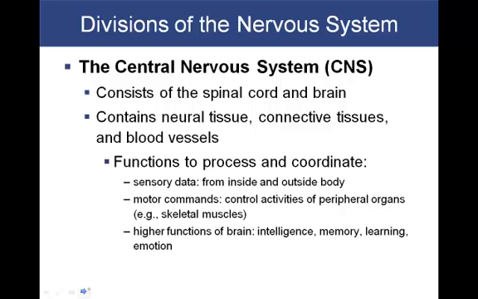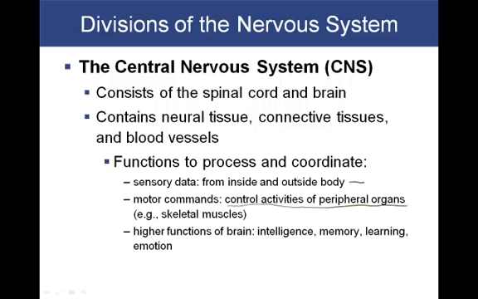The central nervous system not only contains the nervous tissue associated with the brain and the spinal cord, but also includes all the connective tissues and blood vessels that help support the brain and spinal cord. And the functions of the central nervous system include sensory data, so it receives sensory data, conditions both inside and outside of the body. So, for example, it would perceive temperature from outside the body. It coordinates and sends motor commands, and this will control things like skeletal muscles.